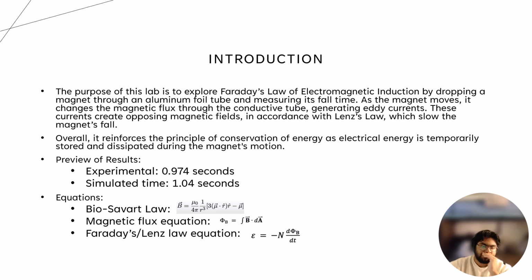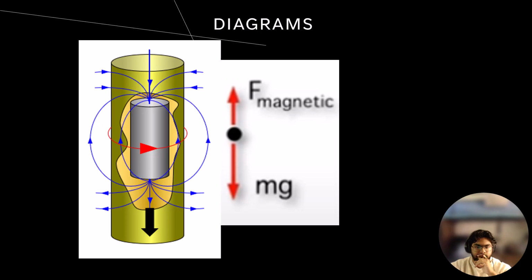Preview of the results. From the experiment, 0.974 seconds was the amount of time it took to go through the tube, and then the simulated time was 1.04 seconds. The equations we're using are the Biot-Savart law, the magnetic flux equation, Faraday's and Lenz's law equation, and also some kinematic equations. So here's a diagram, essentially, of what we're doing.